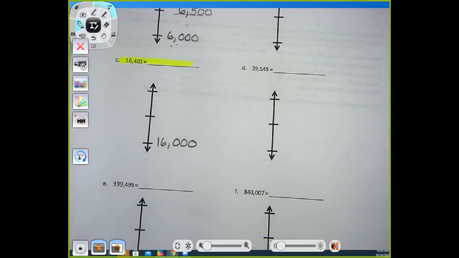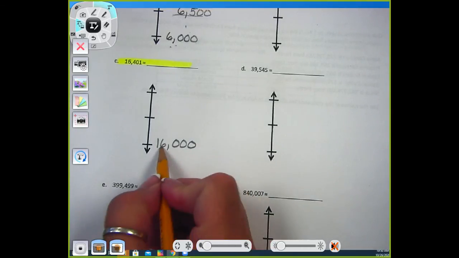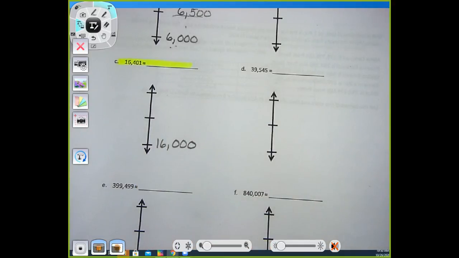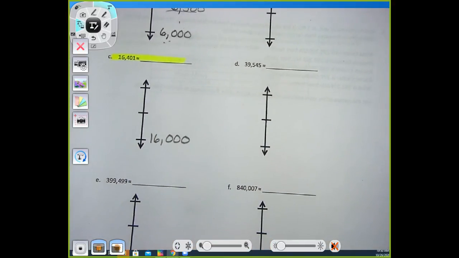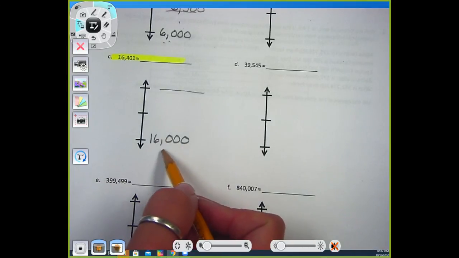I want to go 1,000 more for my upper endpoint. Let's see. 1,000 more would be what, Kimberly? So what's 1,000 more? What is 1,000 more than 16,000?